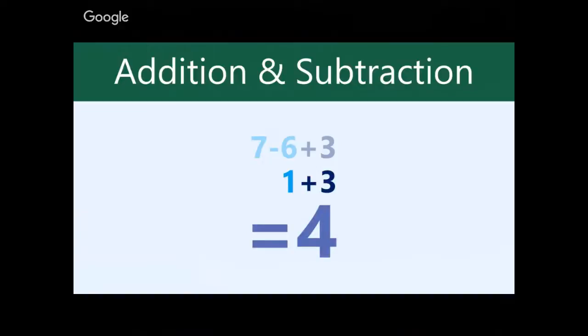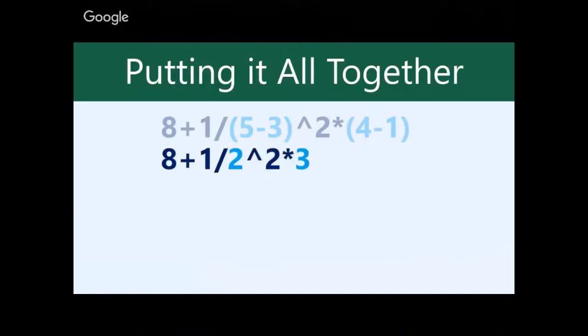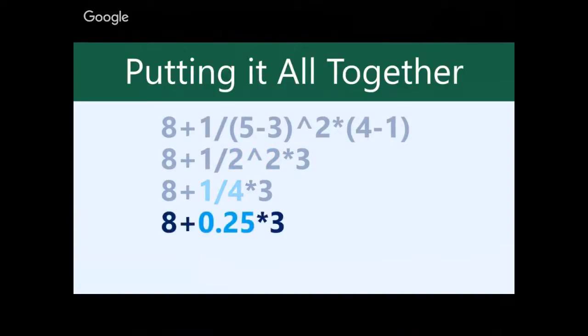Okay, now let's put them all together. This formula may look really complicated, but we're just going to go step by step through the order of operations, and you'll see that it's really not that bad. We'll start with the parentheses. We'll calculate each of these to get 2 and 3. And as you can see, the formula is already starting to look a bit simpler. Next, we'll look to see if there are any exponents in this formula. There is one, 2 to the second power. When we calculate it, it becomes 4. Next, we'll do the multiplication and division, going from left to right.